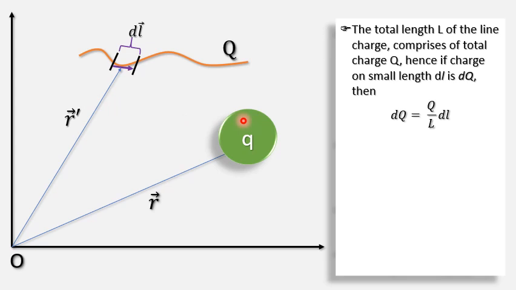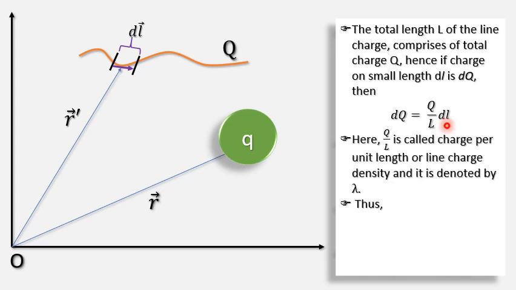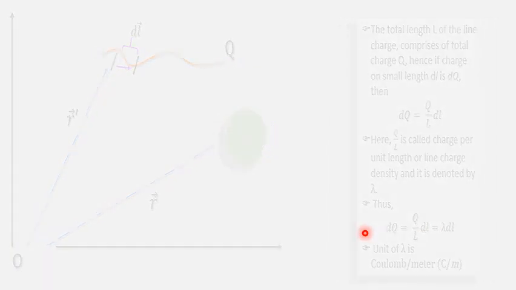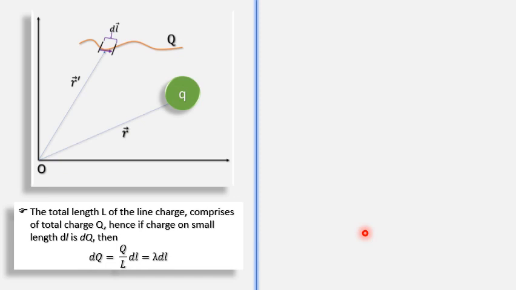But before that, here we have one new quantity appearing. Q by L is actually the line charge density, which is symbolized by lambda. If we replace Q by L with lambda, dq becomes lambda into dl. And what is the unit of lambda? It is Q by L, so Coulomb per meter. So what is the next step?